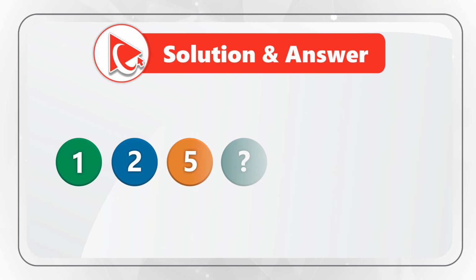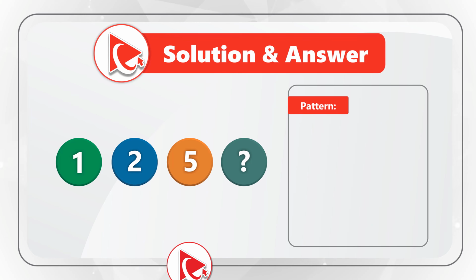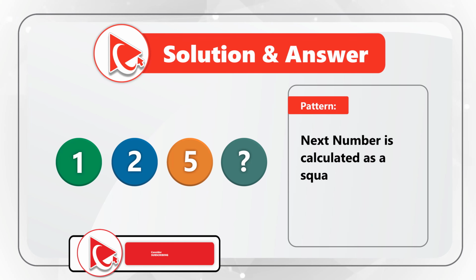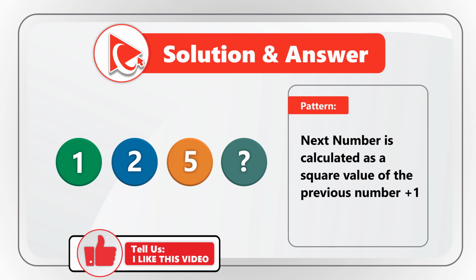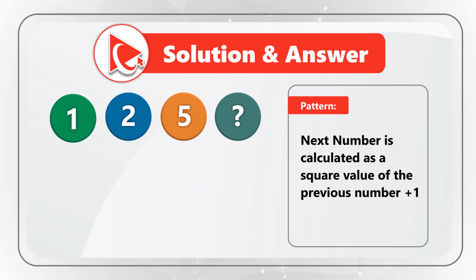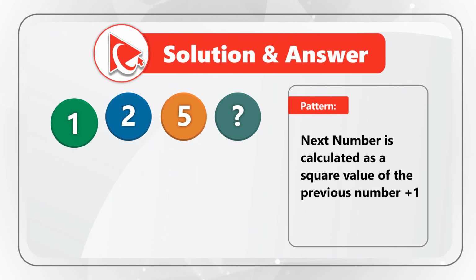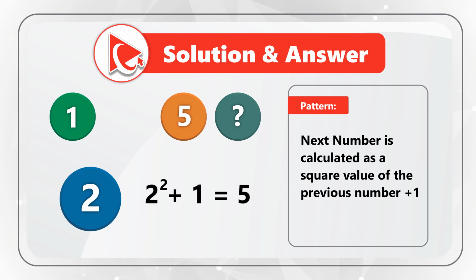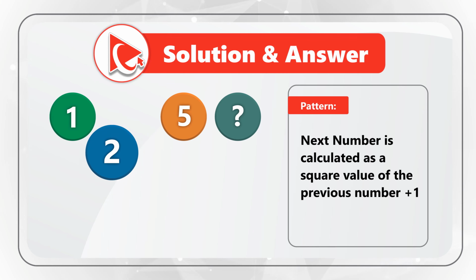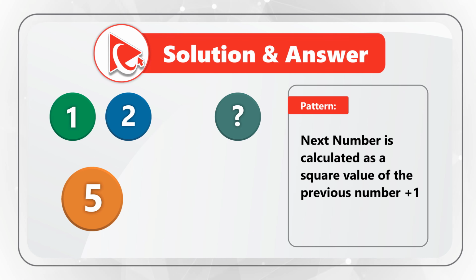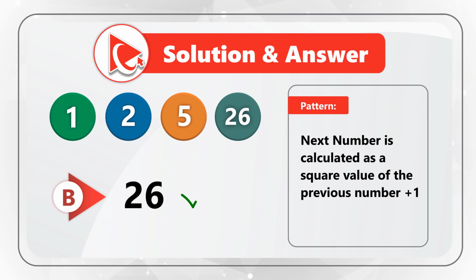I keep repeating myself when I say that finding the pattern is the key to solving this challenge. And the pattern here is that the next number is calculated as the square of the previous number plus 1. Let's look at the example. The first number is given, which is 1. Second number is calculated as 1 squared plus 1 and equals 2. The third number is calculated as 2 squared plus 1 and equals 5, which means that the missing number is calculated as 5 squared, which would be equal to 25, plus 1, which would be equal to 26. So the correct answer here is choice B, 26.